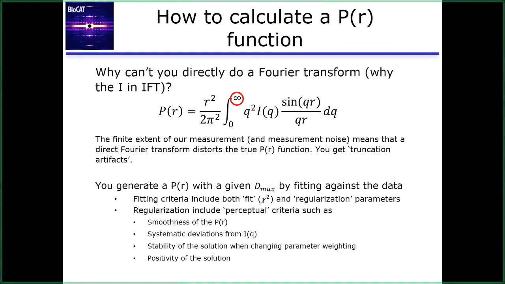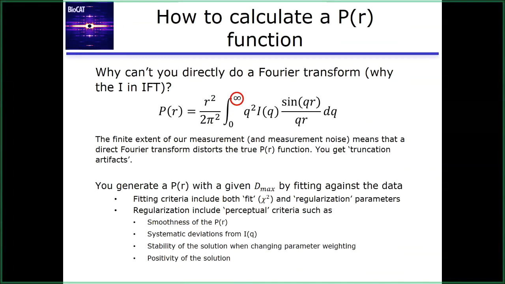We say, how well does it fit the data set? That's the first step. But we also add in what are called regularization parameters. We've lost information when we do this experiment. The phases go away, there's a bunch of averaging. So we have to add information back in somehow. And so we say things like, oh, the P of R is probably relatively smooth. We don't expect really rapid variations in the electron pair distances.